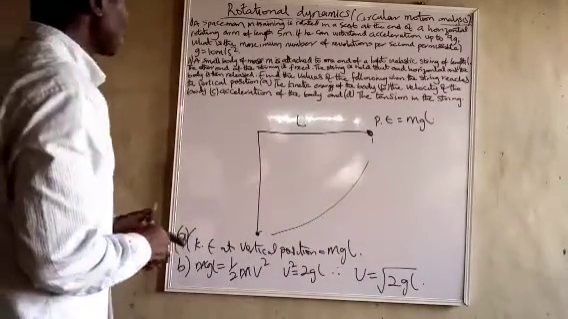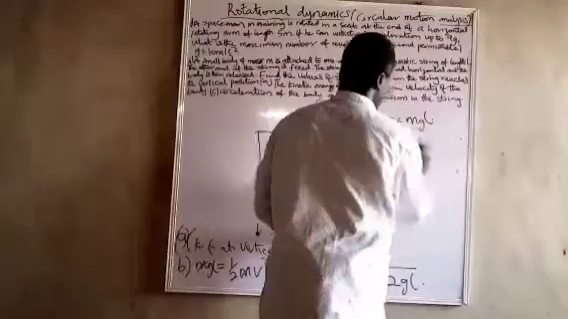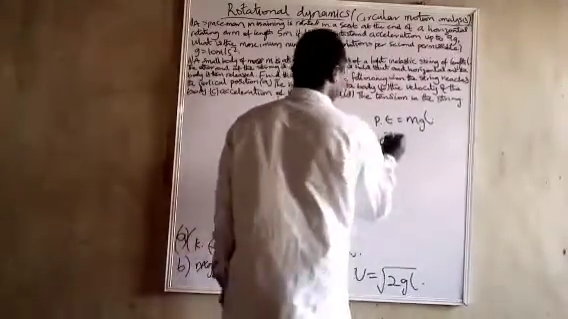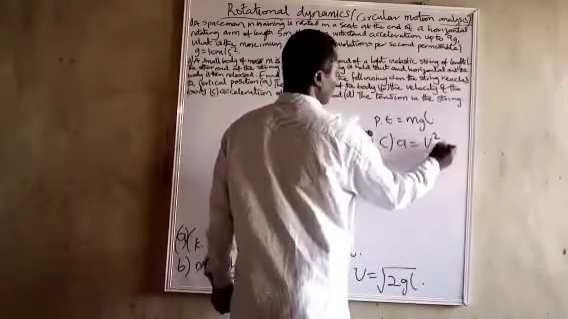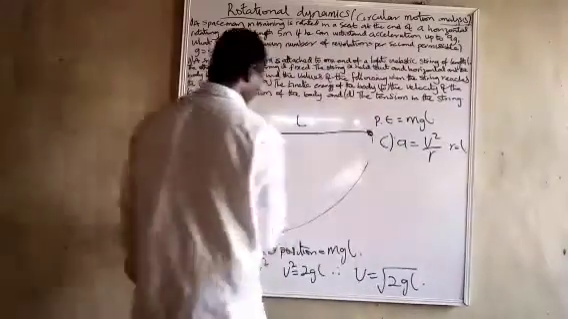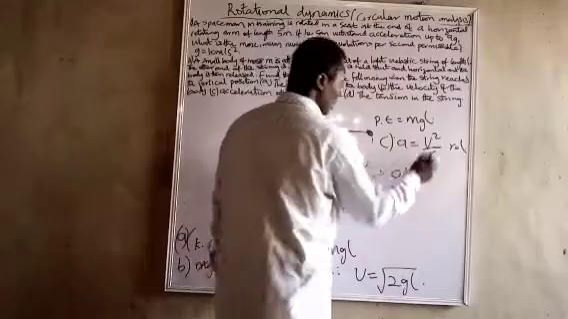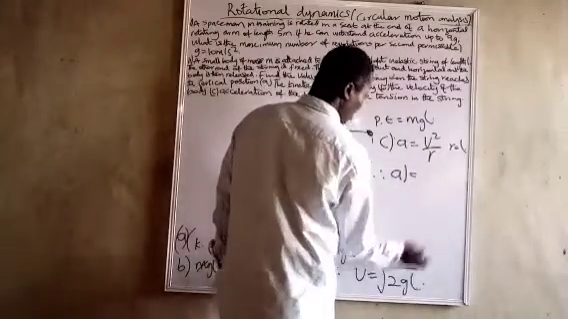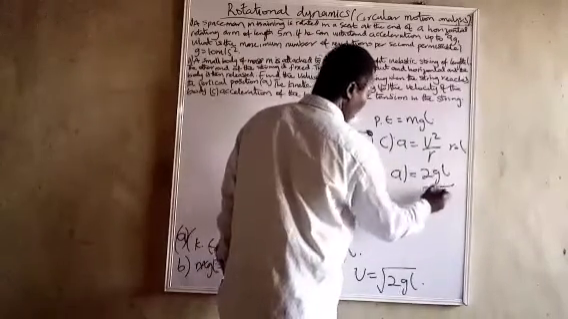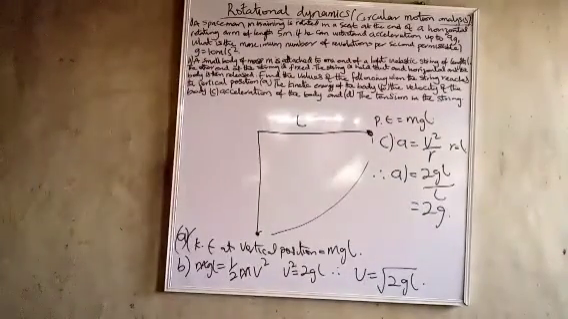Now, we are asked the acceleration. The acceleration is v squared over r. C, a equals v squared over r, and r equals L in this instance. Therefore, acceleration, and that is towards the center, is going to be 2gL over L, which is 2g. That is the acceleration. Acceleration here is 2g.